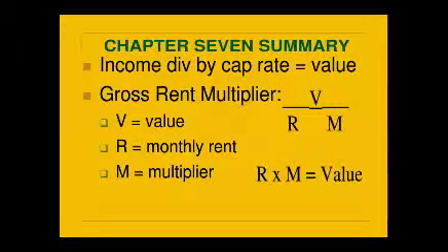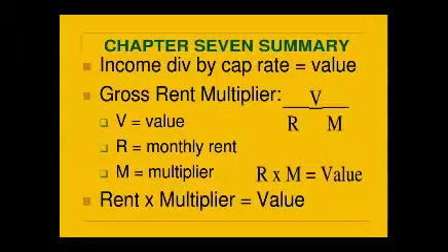The gross rent multiplier is value, rent, and multiplier. Rent times the multiplier equals value. And that's the end of the Chapter 7 summary.